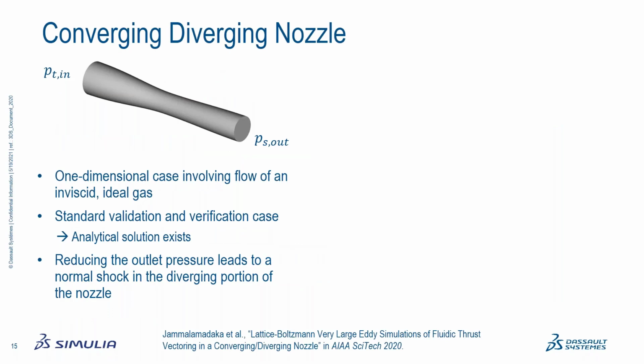First of all, let's start with a very simple case, which is a converging diverging nozzle. You can see the geometry in the top left side of the slide. Basically, this is a one-dimensional case involving a flow of an inviscid ideal gas. This test case is used as a standard validation and verification test case because an analytical solution exists. By reducing the static outlet pressure, PS out, a shock is created in the diverging portion of the nozzle.